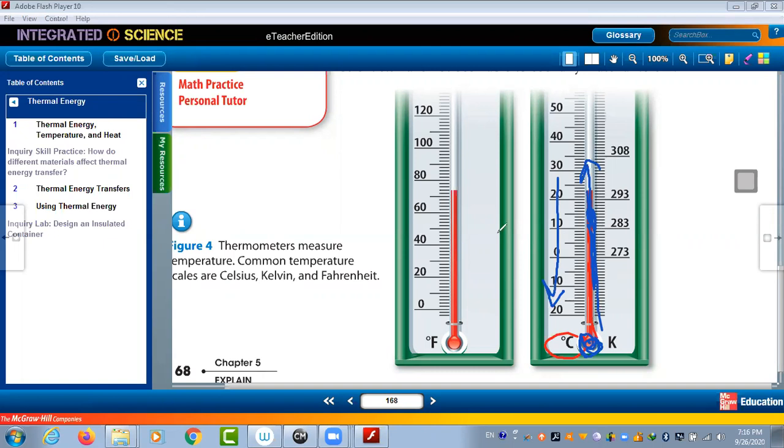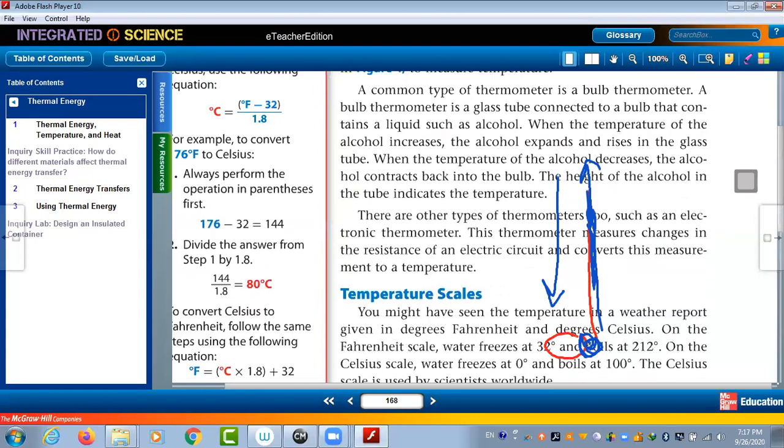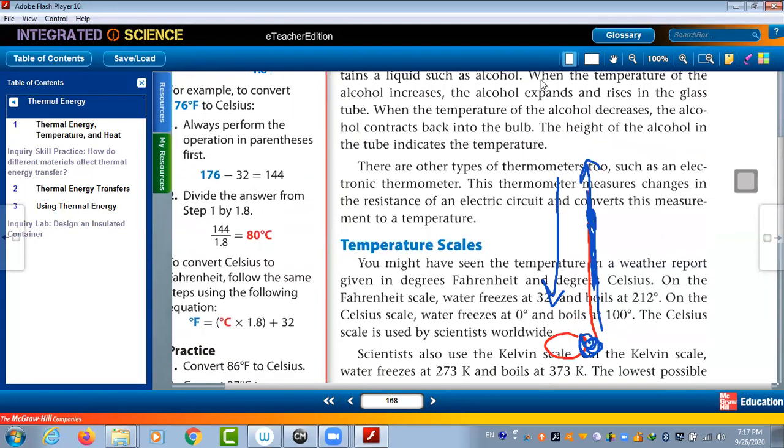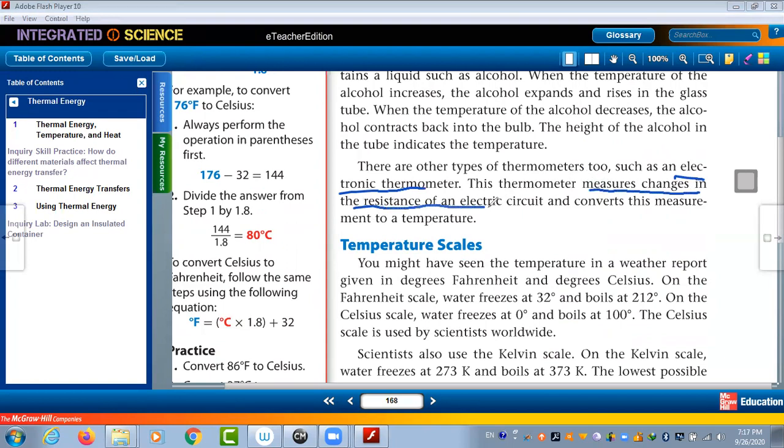The other kind of thermometer we named is what? Digital or electronic thermometer. What is the idea of this thermometer? We said it measures a change in the resistance of an electric circuit. So what is the idea of electronic thermometers? We said before: it measures the change in resistance.